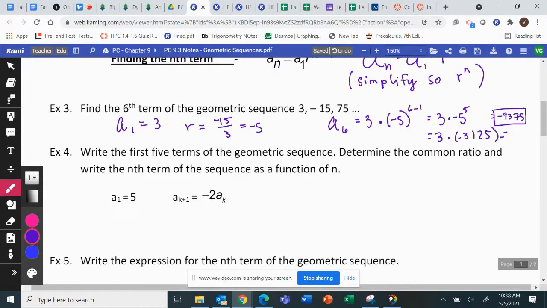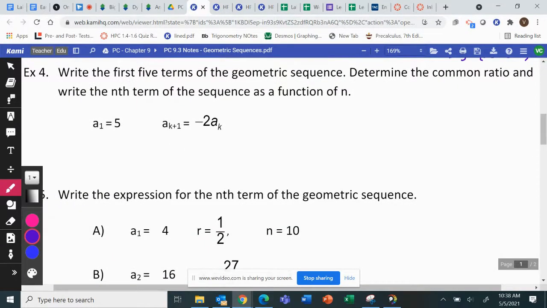Write the first 5 terms of a geometric sequence, determine the common ratio, and write the nth term of the sequence as a function of n. They gave us some information. They've given us a sub 1 is 5, and then they've given us negative 2 multiplied by a sub k is equal to a sub k plus 1. We did this the very first day of this unit. So I need to find a sub 2.